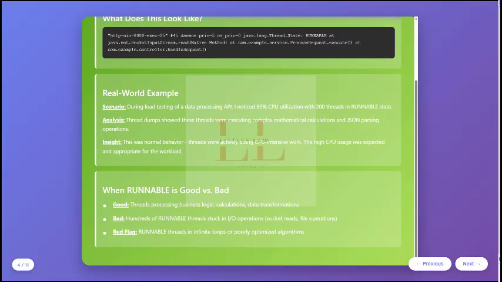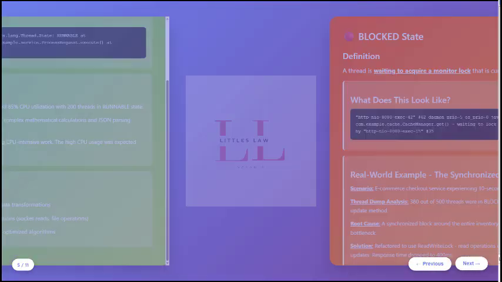But here is the important distinction which I noticed: runnable can be good or bad. It's good when threads are processing business logic and calculations. It's bad when you have hundreds of runnable threads stuck in IO operations or infinite loops. So you need to look at the stack traces to understand the difference. Now let's move on to the next one.